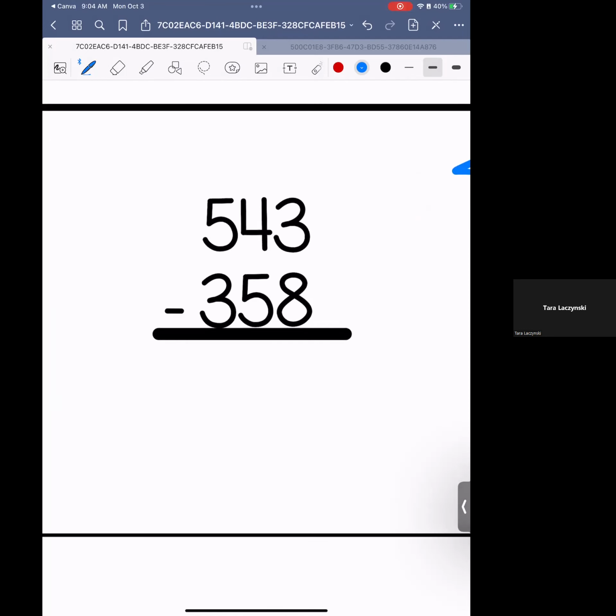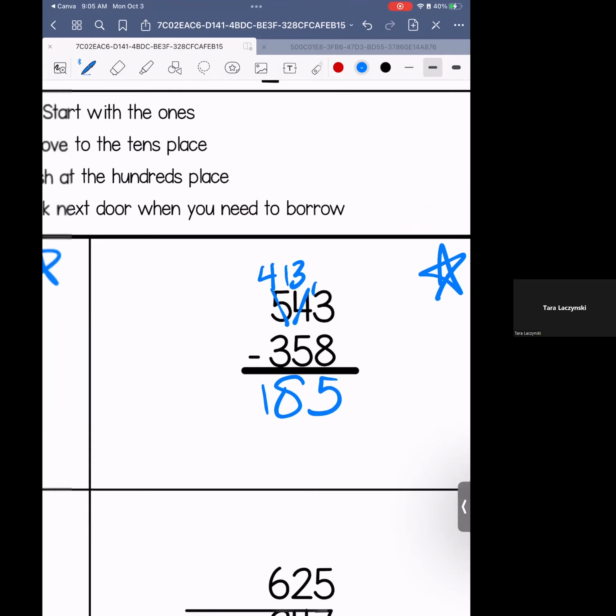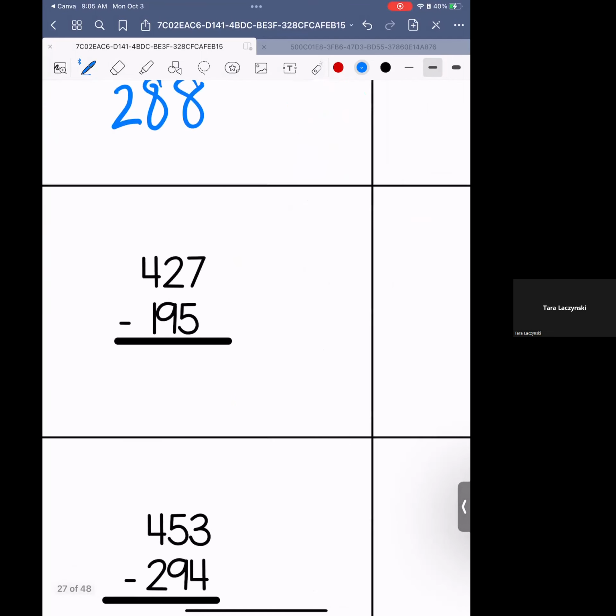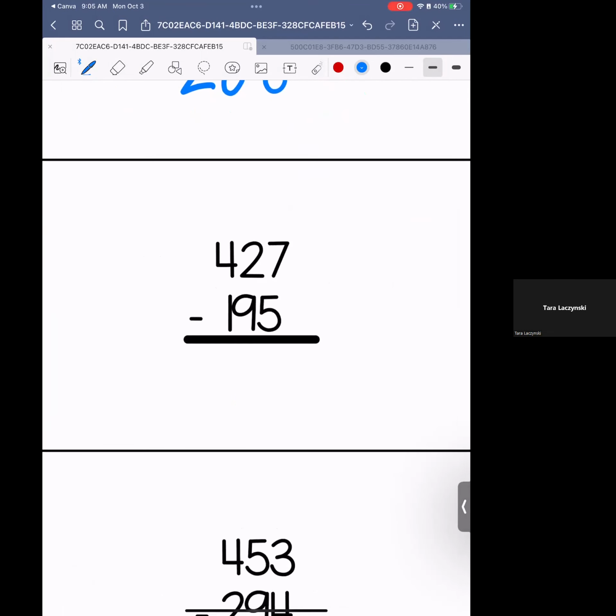So if I have 3, I cannot give you 8. I go next door. 13 take away 8 is 5. 3 take away 5, I cannot do. I go next door. 13 take away 5 is 8. 4 take away 3 is 1. 185.